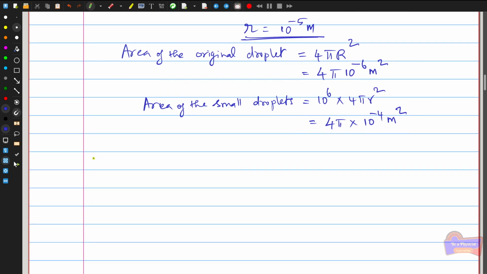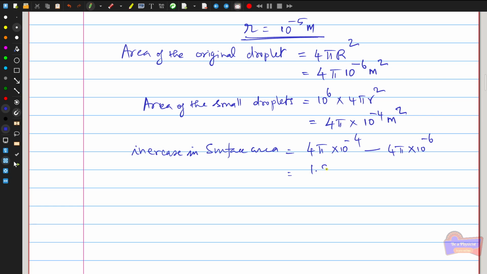Therefore, the increase in surface area is 4 pi into 10 to the power minus 4 minus 4 pi into 10 to the power minus 6 meter squared, which will be equal to 1.244 into 10 power minus 3 meter squared. So this is the increase in surface area.